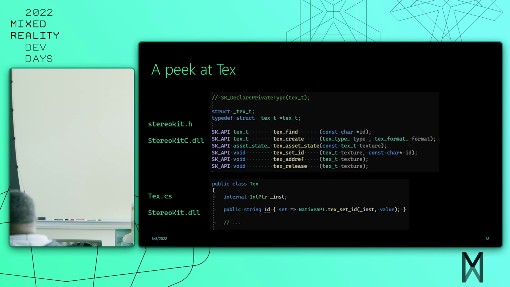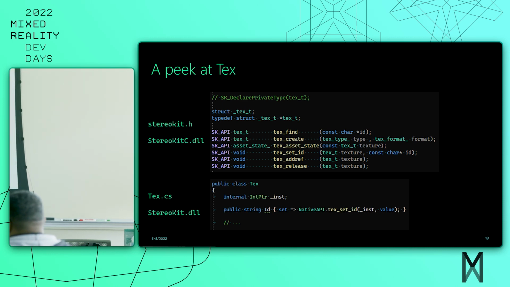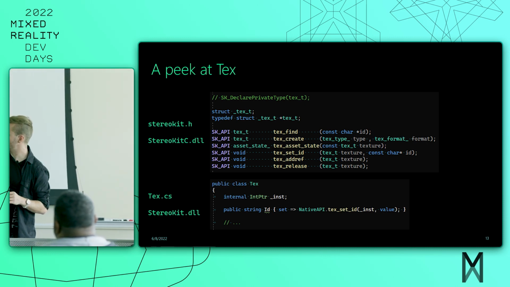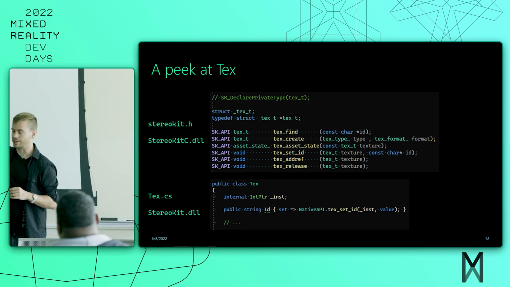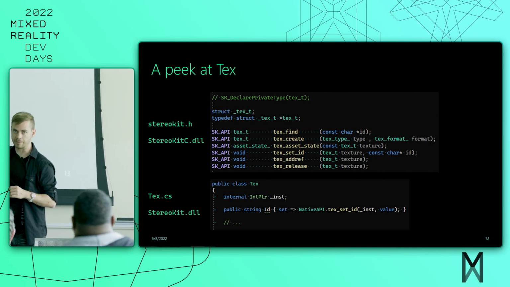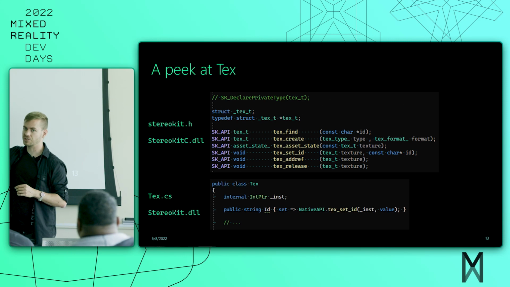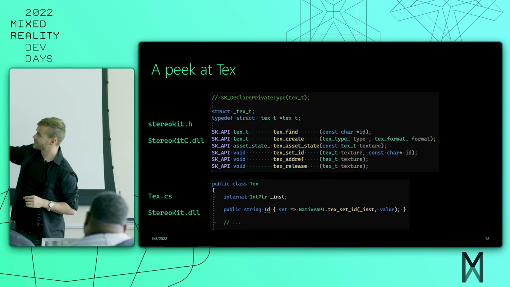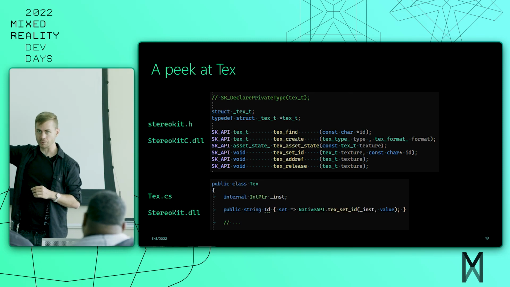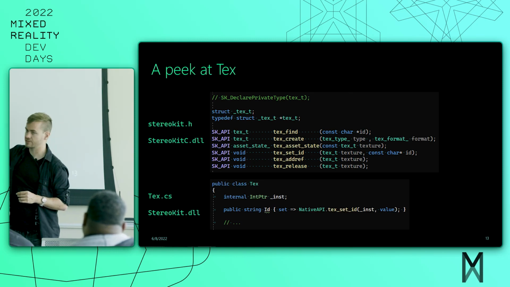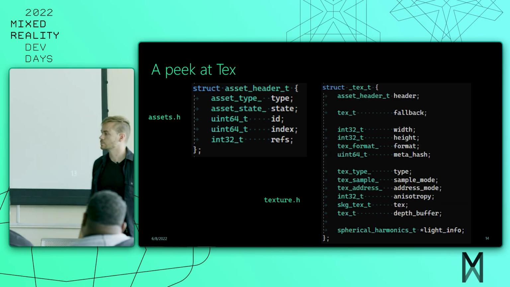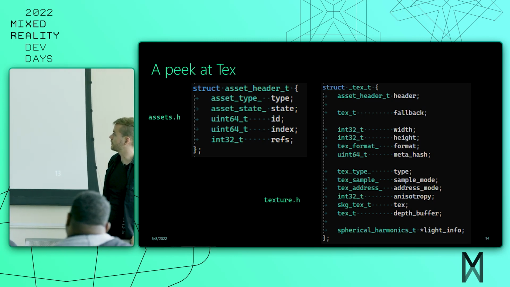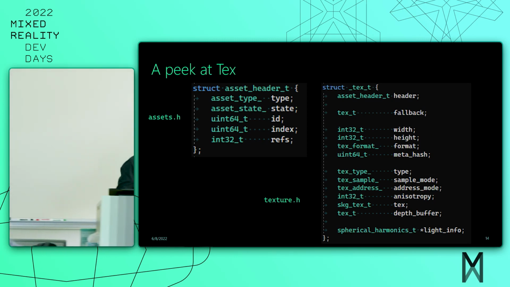Then when you look at this in C#, the bindings are basically kind of like this. You get an int pointer, and then you pass these values down to the native API. So this is basically what the bindings to C# look like at their simplest. You can see how there is this kind of one-to-one relationship between the C API and the C# API. Yeah, that's kind of neat. So that's what assets look like.